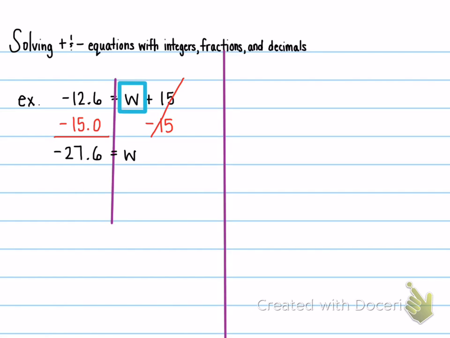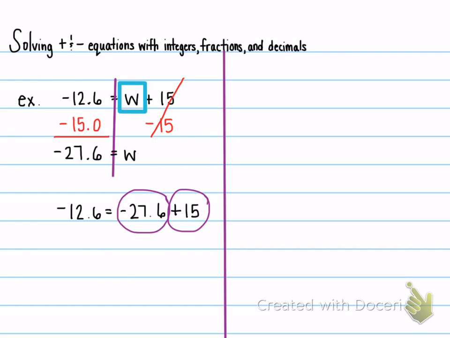Now, when I plug that back in, okay, I have negative 12.6 equals negative 27.6 plus 15. And now I see that I have different signs, a negative and a positive, so those would subtract. So 27 minus 15 is 12, so I see that it is negative 12.6. Really checking your work and making sure that you're following the steps and showing what's happening in the problem.